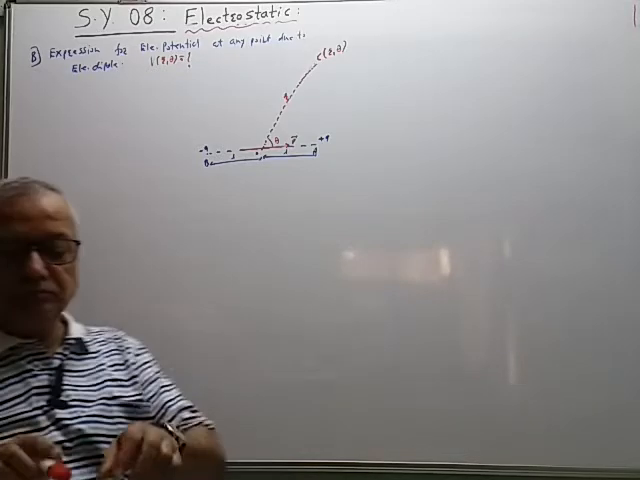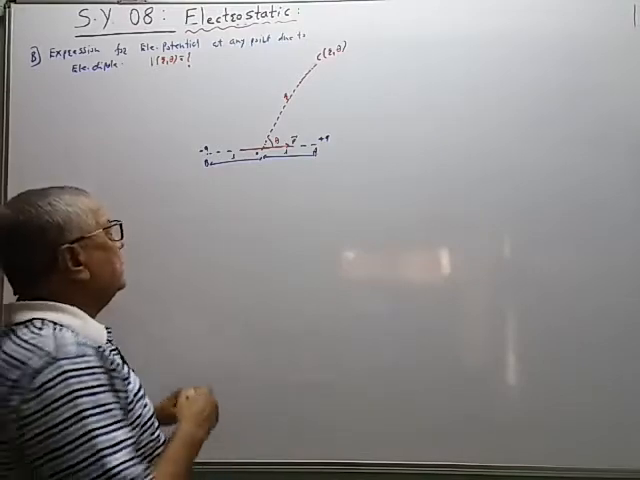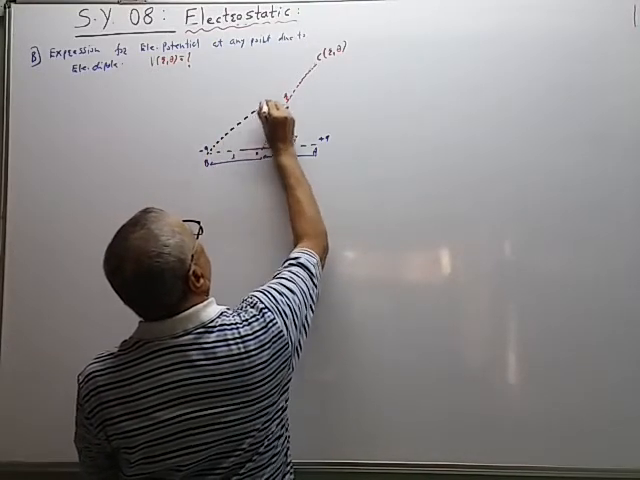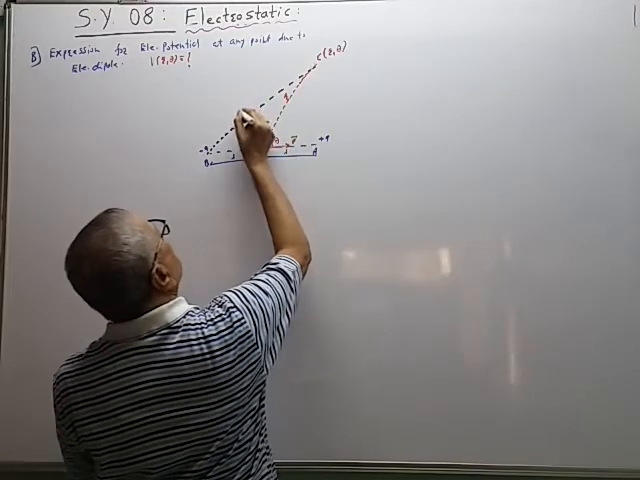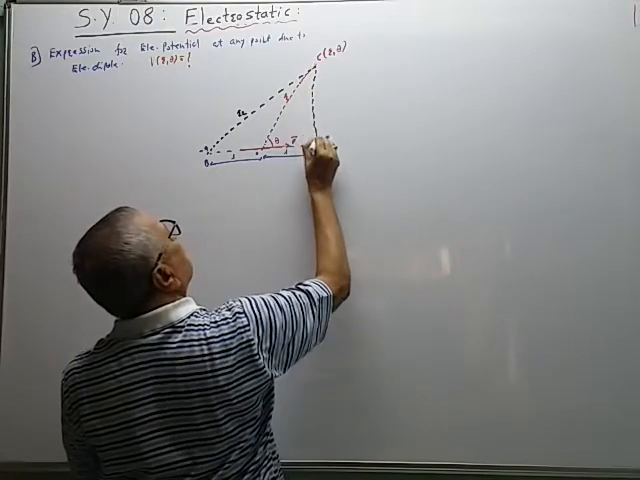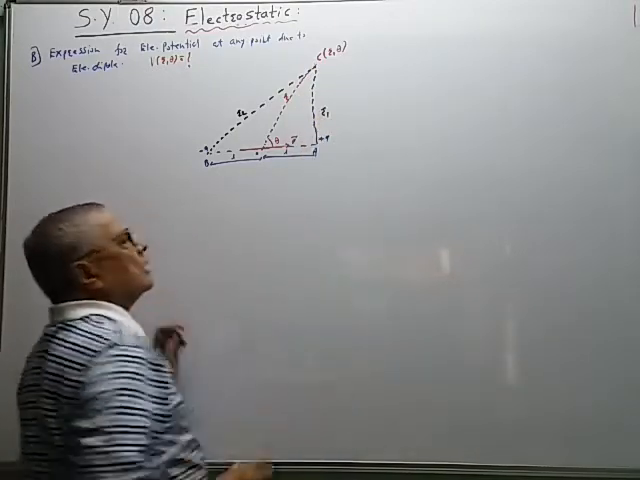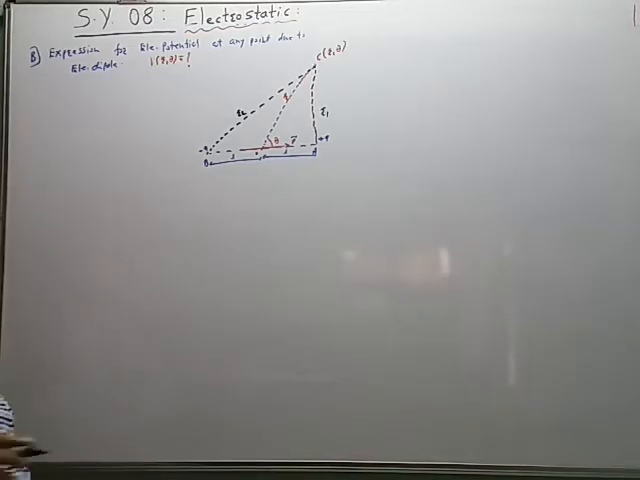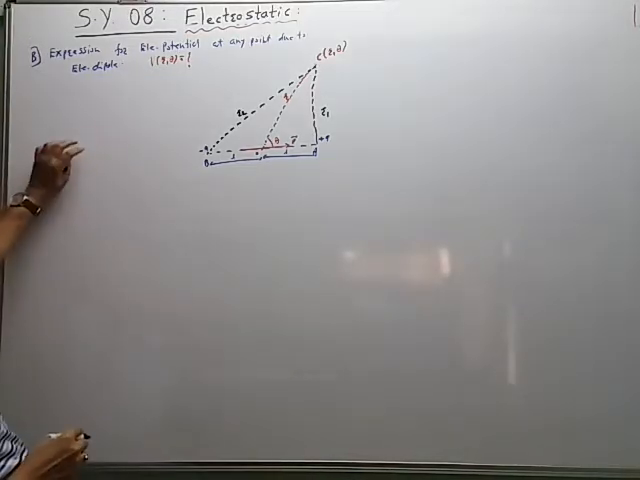Now, this point P is at some distance from minus q charge. This distance we will denote by r2. This distance is denoted by r1. So r1, r2 and r are the distances like this. So this is the arrangement that we are going to use.